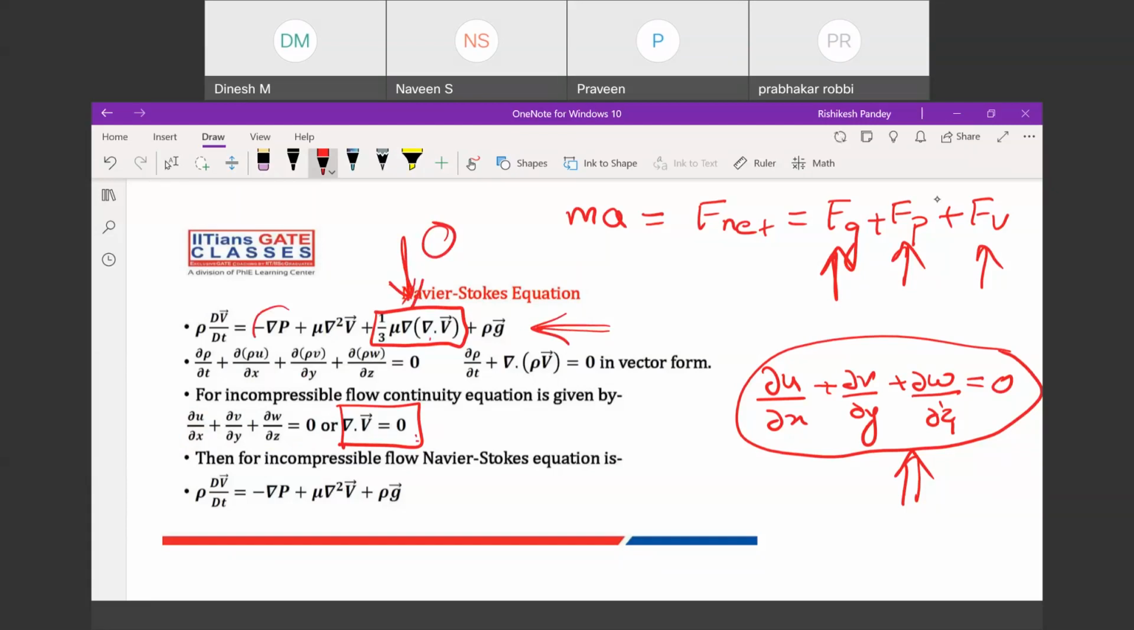Then we are left with three terms only. This one, and this term. So we are left with the pressure term, and again viscosity force. So this Navier-Stokes equation is applicable for what? Incompressible flow. Okay, so this also they can ask. Navier-Stokes equation is applicable for compressible flow also. In general, if they ask, it is applicable for compressible flow also. But if they specifically give this particular term, then it is applicable for incompressible flow. Is it clear?